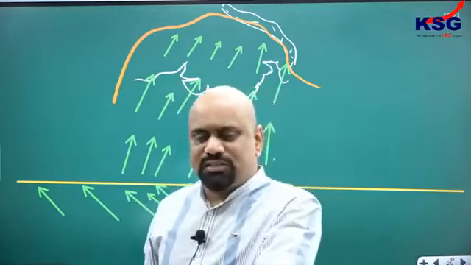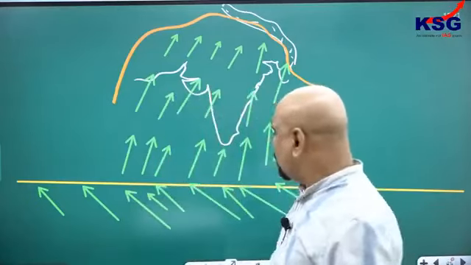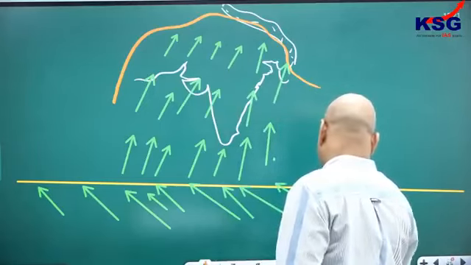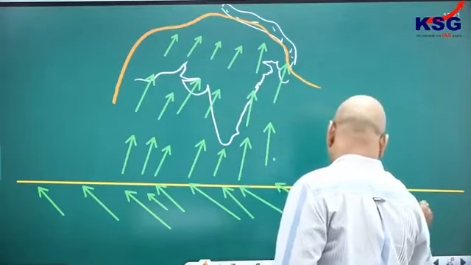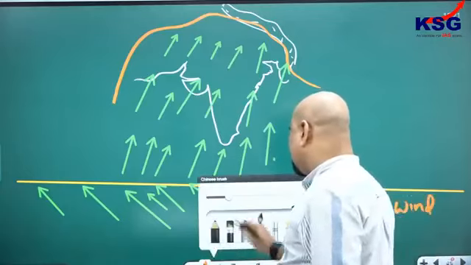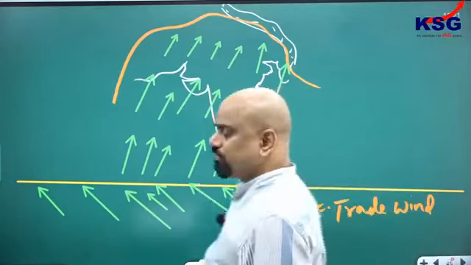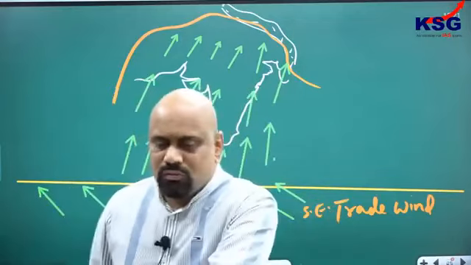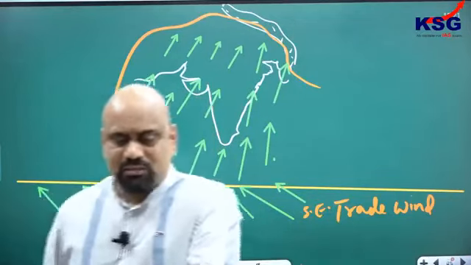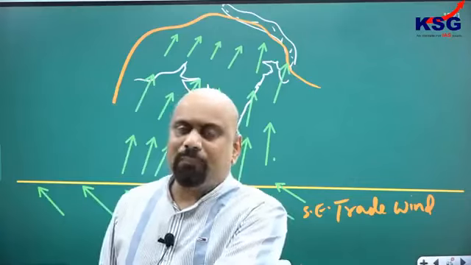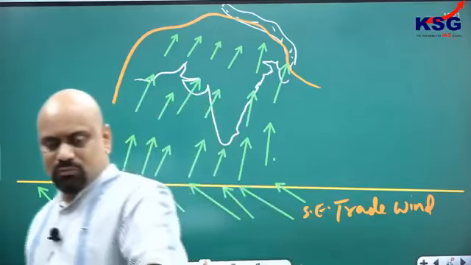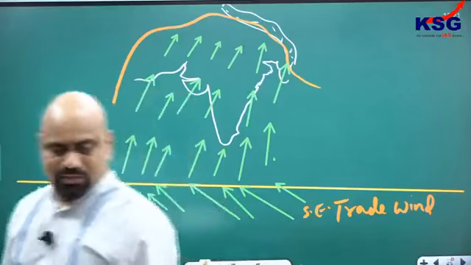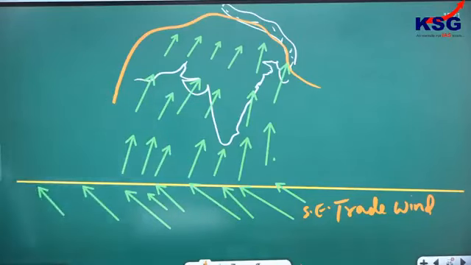The southeast trade wind blowing from the southern hemisphere turns towards the right after crossing the equator due to Coriolis effect and develops as southwest monsoon. Okay.